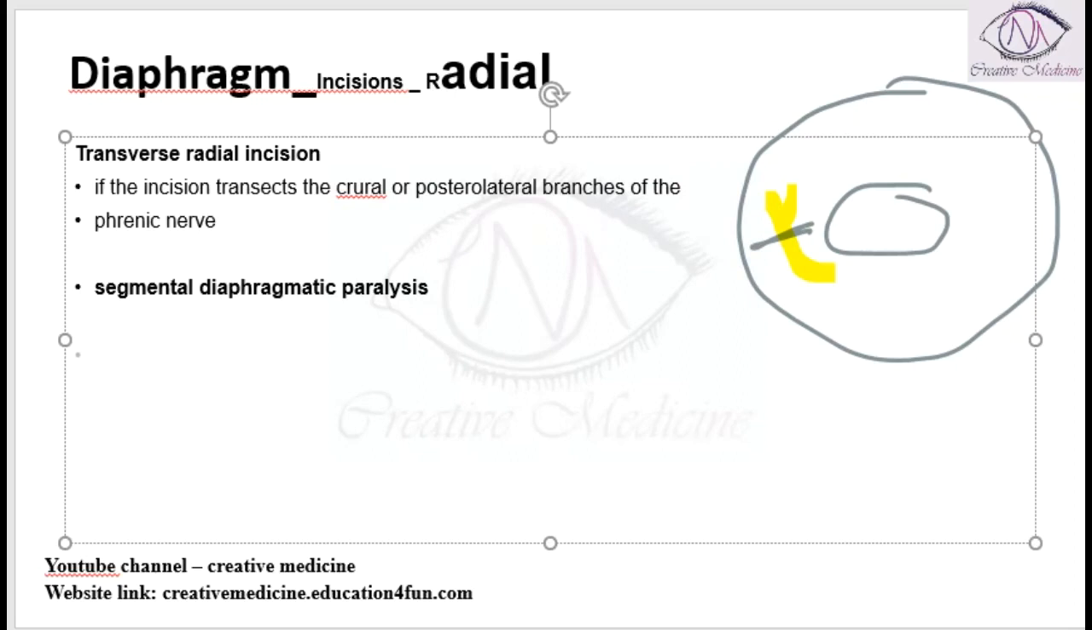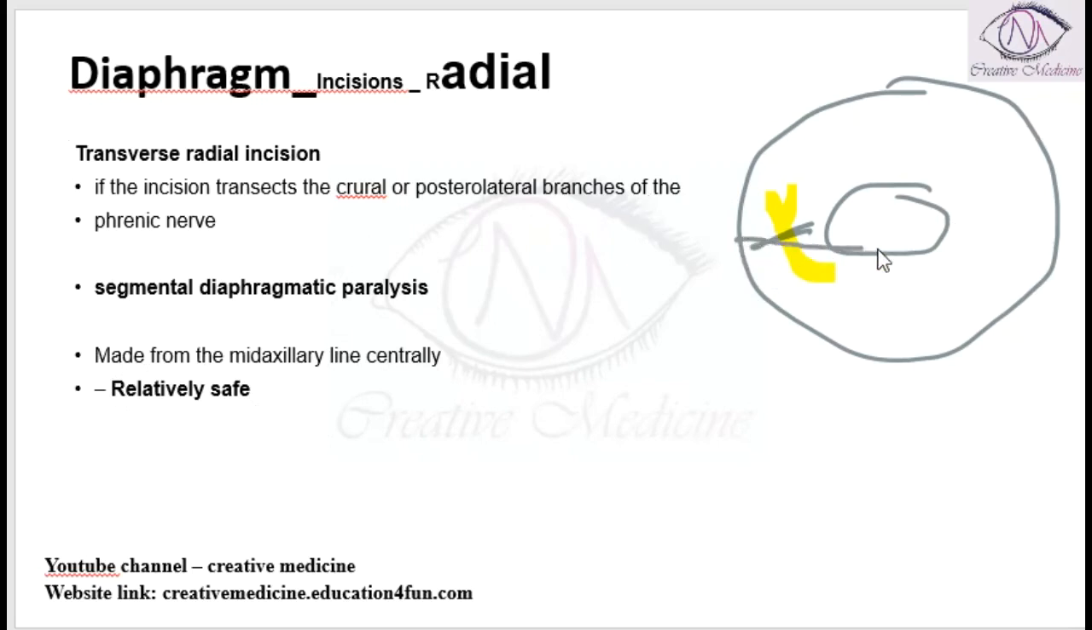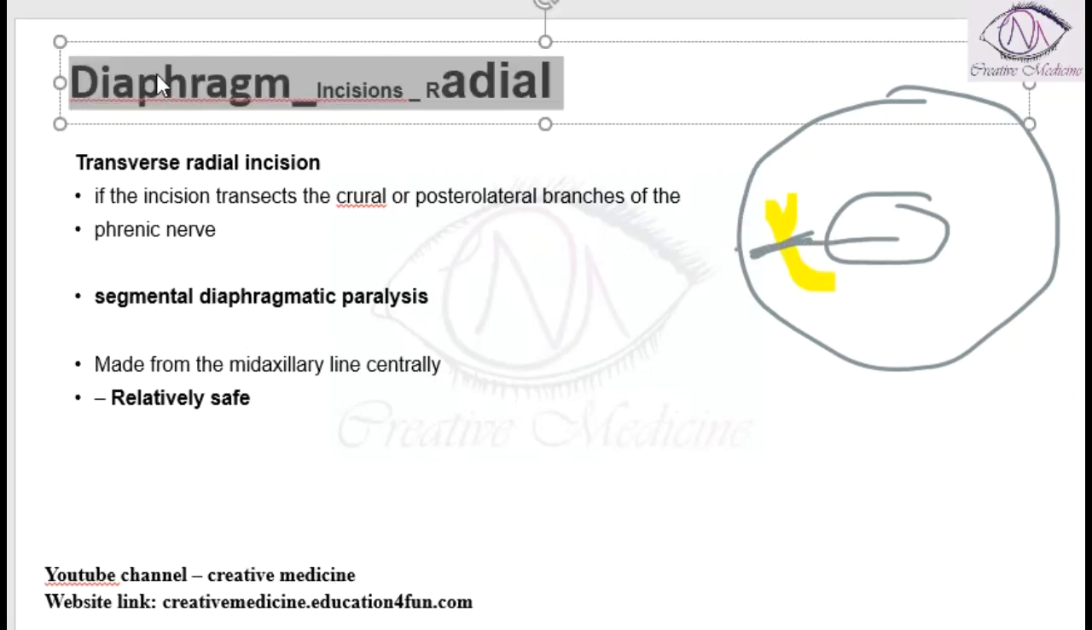It is also a relatively safer incision, and it is made at the mid axillary line. From the mid axillary line it is made to the center. So if this is the mid axillary line, from there you will make an incision to the center like this. Okay, this is the transverse radial incision of the diaphragm.